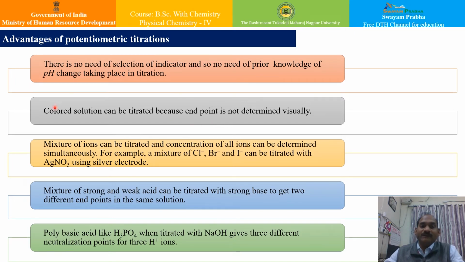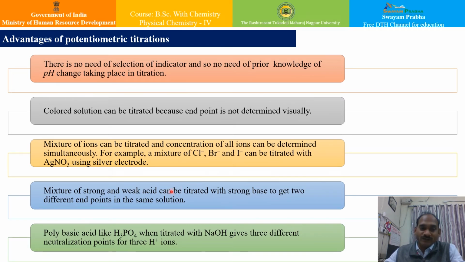You can utilize this principle of potentiometric titration in a mixture of ions. They can be titrated and the concentration of all the ions can be determined simultaneously. Say, for example, a mixture of chloride, bromide and iodide can be titrated with silver nitrate solution using a silver electrode. Simultaneously, it can be determined, and that too to a greater extent.